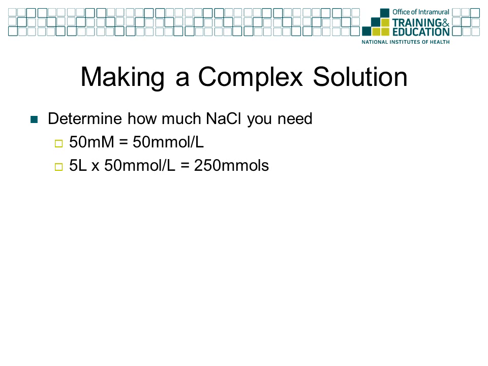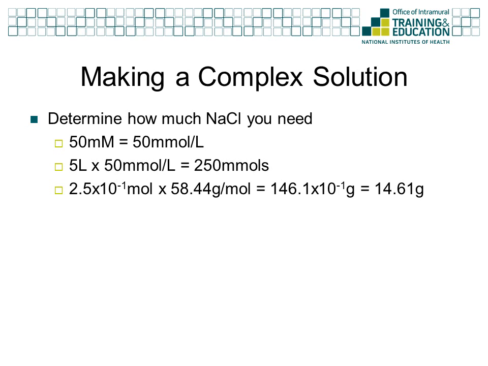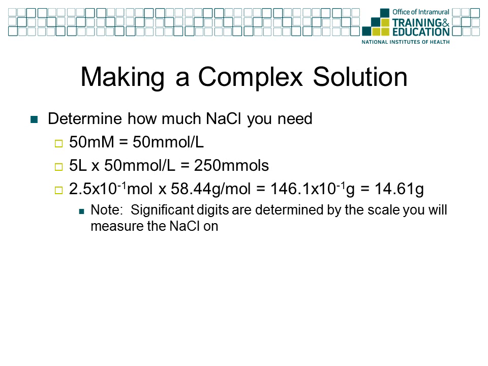We also know that we can convert 250 millimoles into moles by multiplying by 10 to the negative 3. This lets us know that we need 2.5 times 10 to the negative 1 moles of NaCl. We can then multiply this by the molecular weight of NaCl, which is 58.44 grams per mole. The moles cancel out, and we get 146.1 times 10 to the negative 1 grams, or 14.61 grams of NaCl. Note that the significant digits will be determined by the scale you will use to weigh out the compounds.